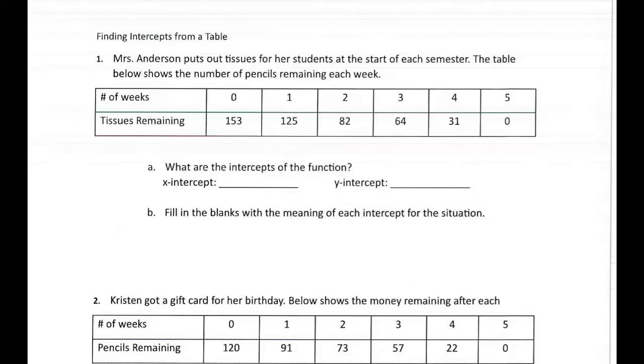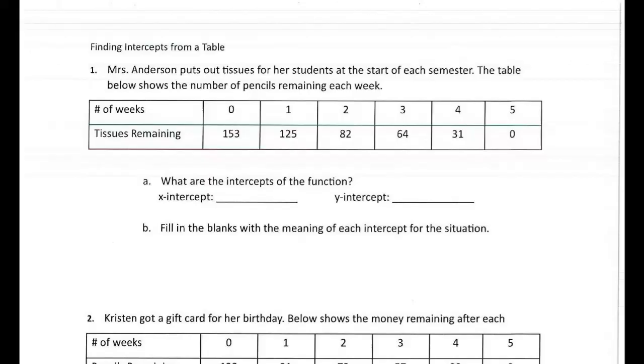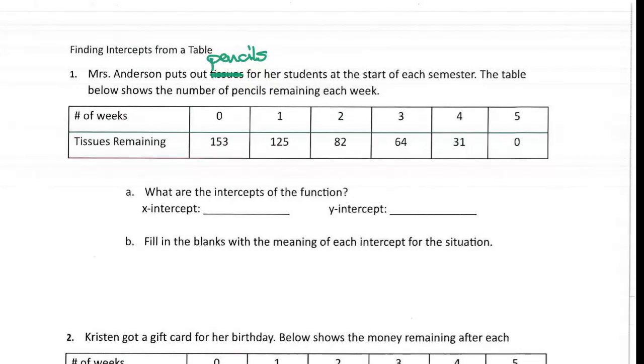Okay, so let me read this first problem. Mrs. Anderson puts out tissues for her students at the start of each semester. The table below shows the number of... this is a bad problem. You know why? We should have been talking about tissues and tissues, or pencils and pencils. I'm going to change this. You might want to also, just so it makes some sense. So she's going to put out pencils for her students at the start of each semester. The table below shows the number of pencils remaining each week.